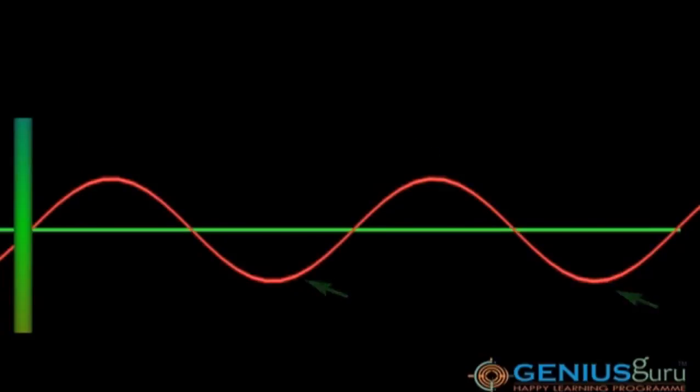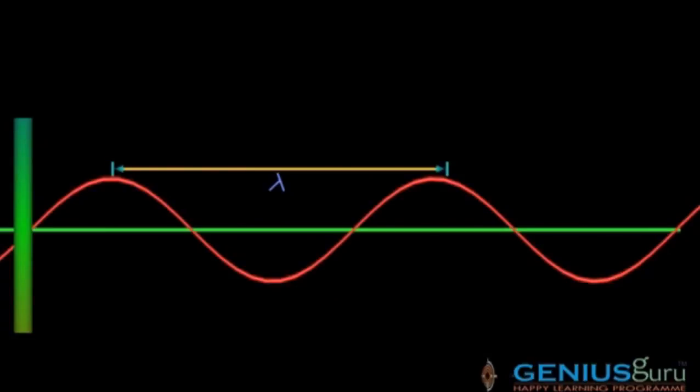Look at this. The distance between any two adjacent crests, from this point to this point, is called wavelength. Also consider the troughs. Here these two are the troughs, and the distance between these two is also wavelength. It is represented as lambda. Therefore, it is the distance between any two successive crests or troughs. This is about the wavelength.